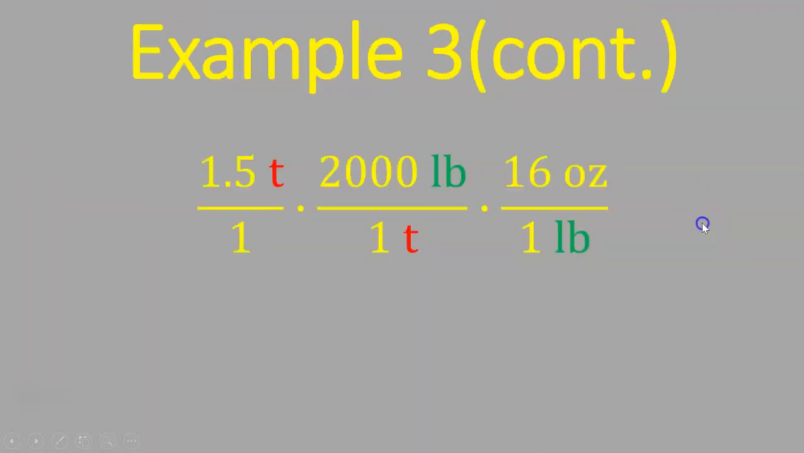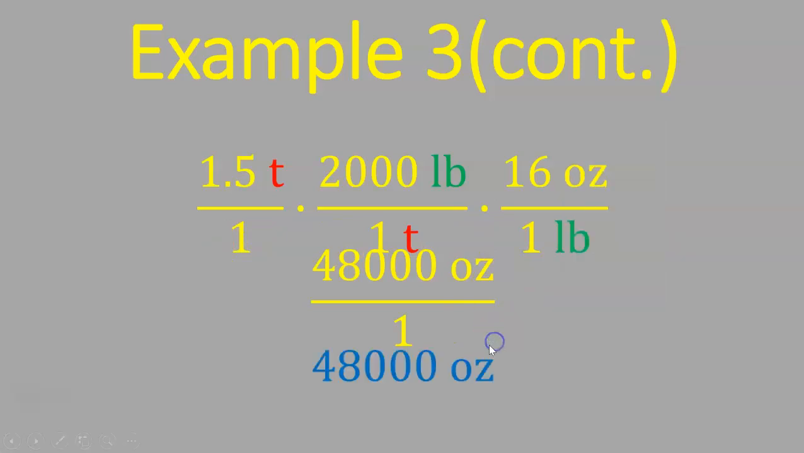Same place we've left off, 48,000 ounces. Notice that's the only unit that was not canceled. All ones on the bottom, so it's 48,000 ounces. Okay, so sometimes you have to go through one unit to get to another.